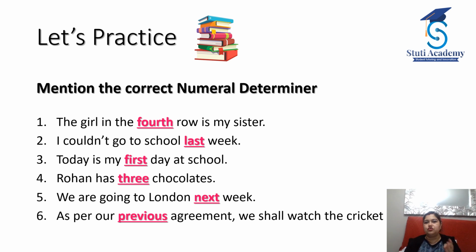Again, remember 1, 2, 3, 4 cardinals. First, second, third, fourth, and so on, ordinals. Last, next, previous, these are general ordinals. Easy? Okay, let's move on to the next one.